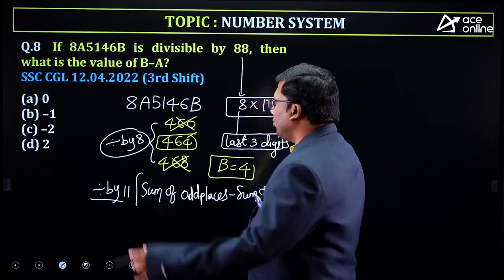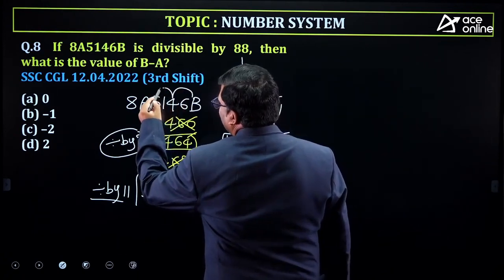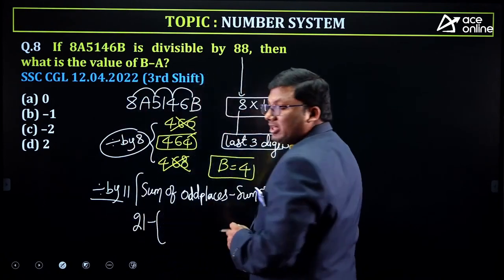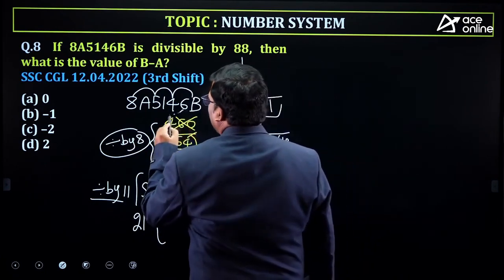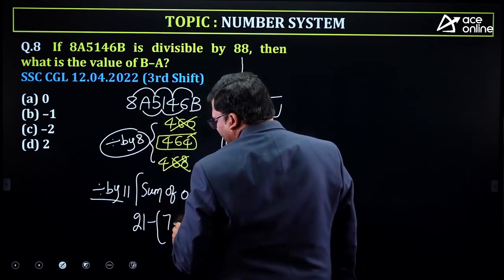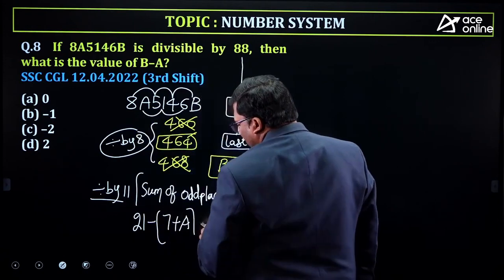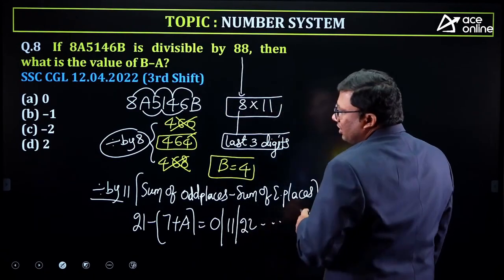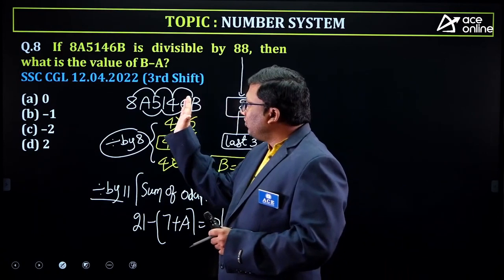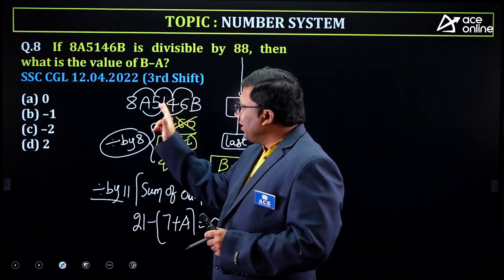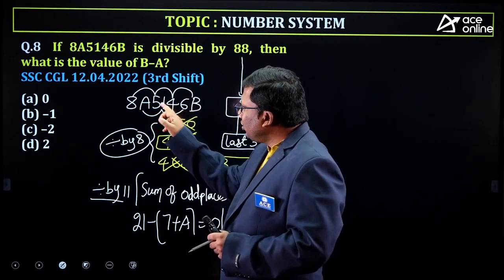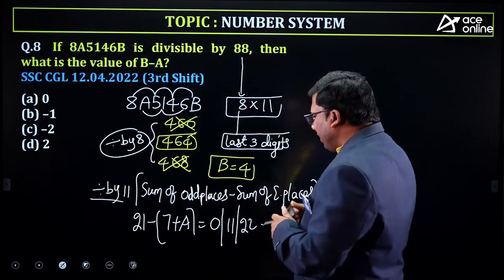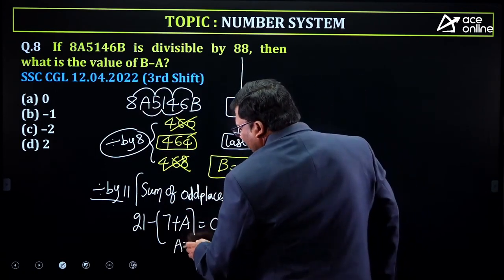So let us see. B value is 4. 4 plus 4 is 8. 8 plus 5 is 13. 13 plus 8 is 21. 21 minus the sum of even places: 6 plus 1 is 7, 7 plus A. For it to be divisible by 11, the A value can be 3.